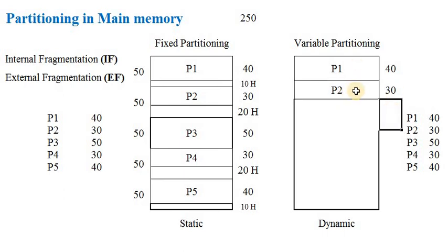After allocating these two processes, what is the availability? 40 plus 30, that is 70. 250 minus 70, that is 180. Let us go for the next process, P3. What is the size of P3? 50. 50 is less than 180, yes. We can directly allocate that process into the main memory. What is the new availability? 70 plus 50, 120. 250 minus 120, 130.